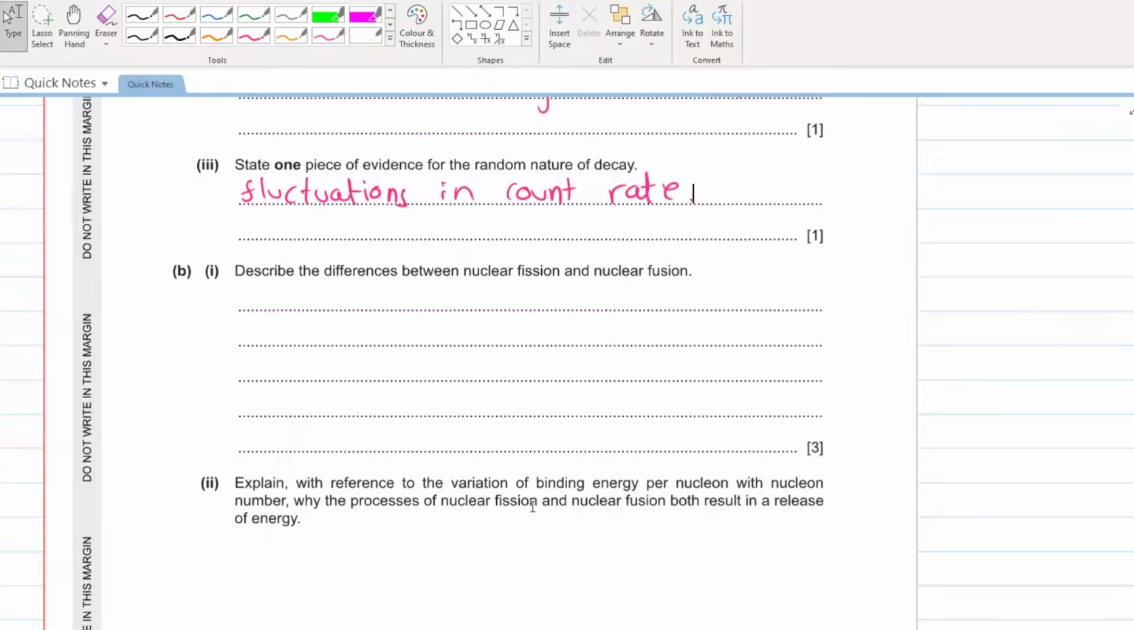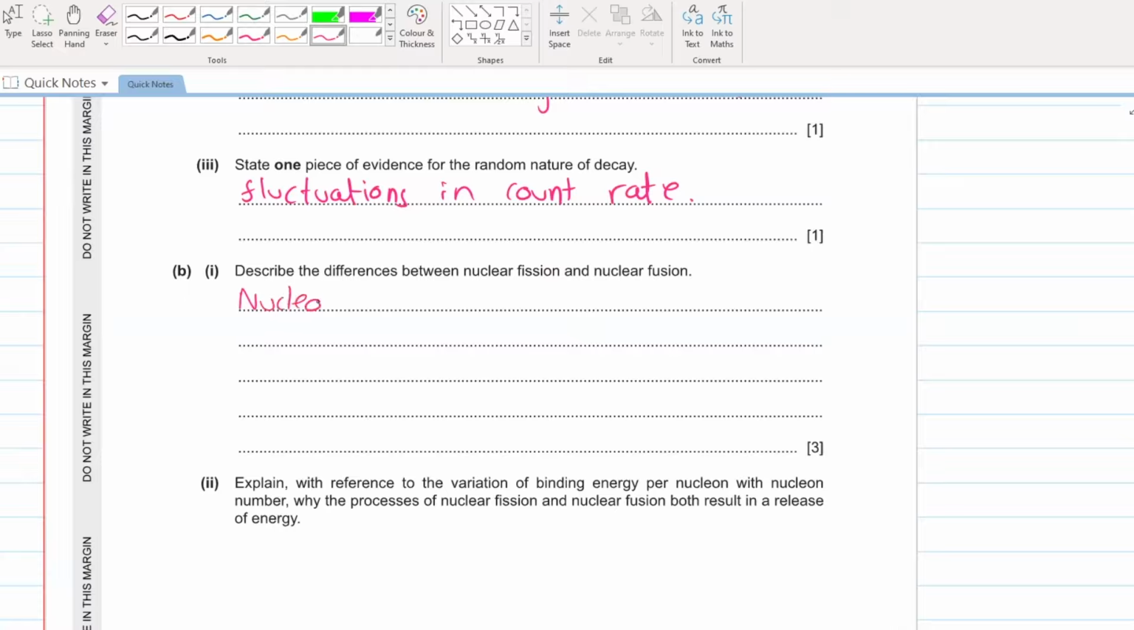Describe the differences between nuclear fission and fusion. Now tell me, is this an A2 level question? This is asked in O levels and IGCSE physics. The differences between nuclear fission and fusion. Okay, now what can you write here? It's such a boring question that I am not even interested to do it.